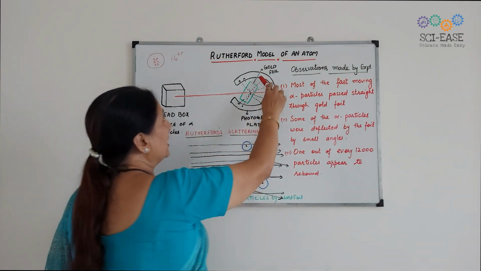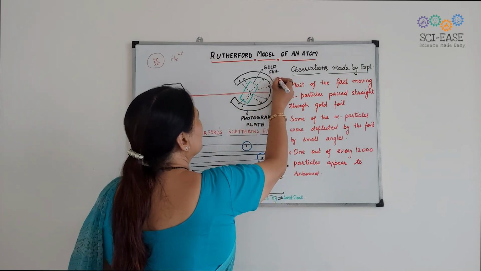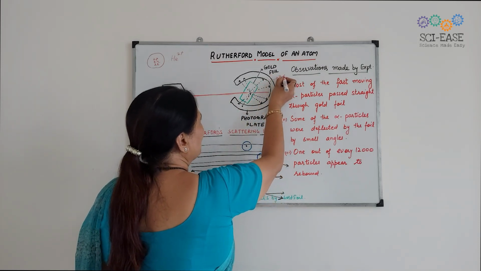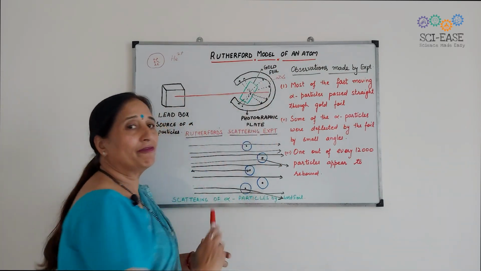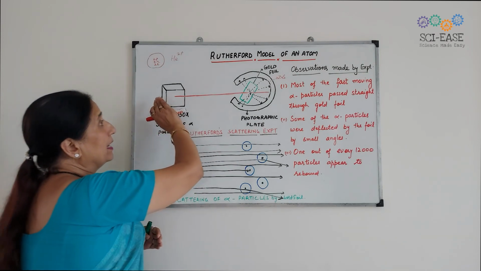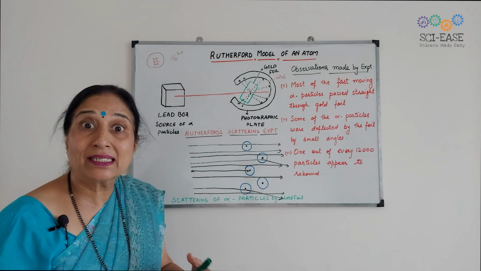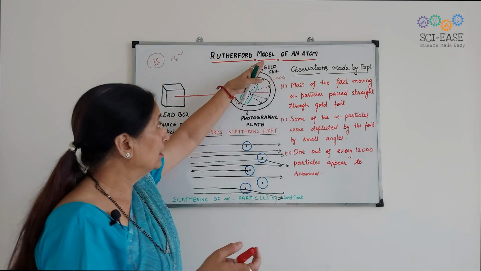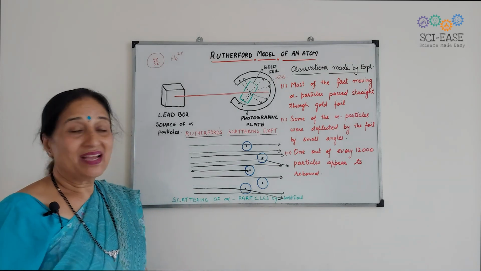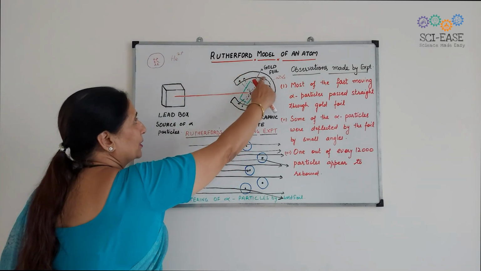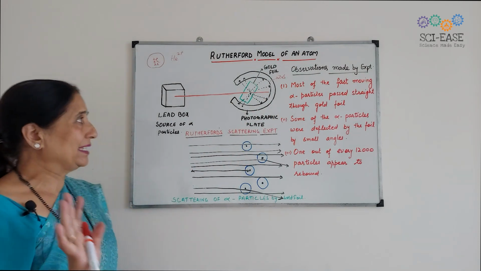And inside the screen, here, there is a coating of what? Zinc sulfide. Okay, what is the function of this zinc sulfide? When alpha particles strike this zinc sulfide, the coating of zinc sulfide will glow. That is why he has coated this inner part with zinc sulfide.